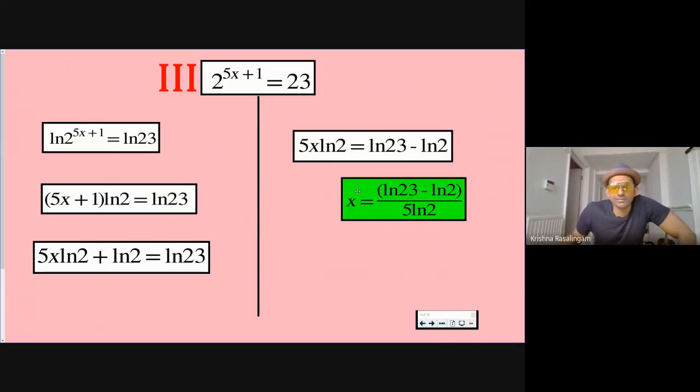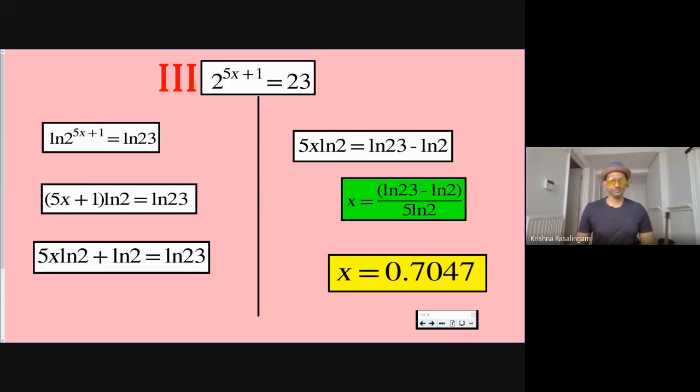Divide by the 5 ln 2. Type it in the calculator. Yeah? So that is a fully functional way of using ln to solve an exponent. We've not looked at what an e function is yet. I've not looked at what ln is, not looked at anything. It's just the function of solving equations with an exponent.